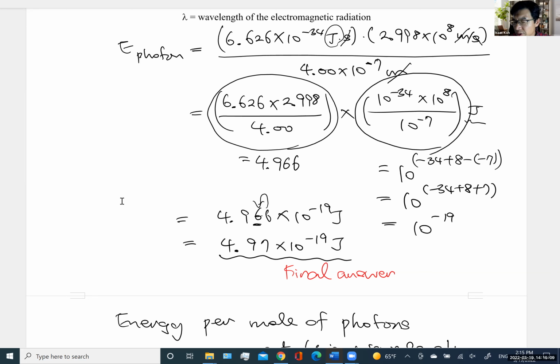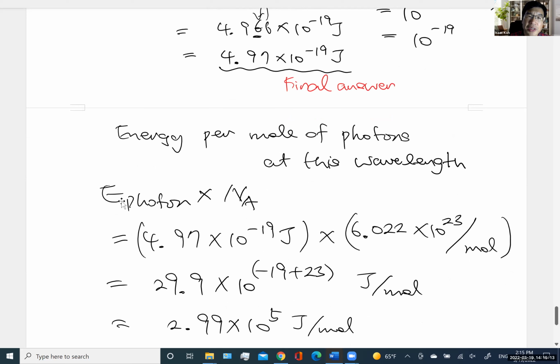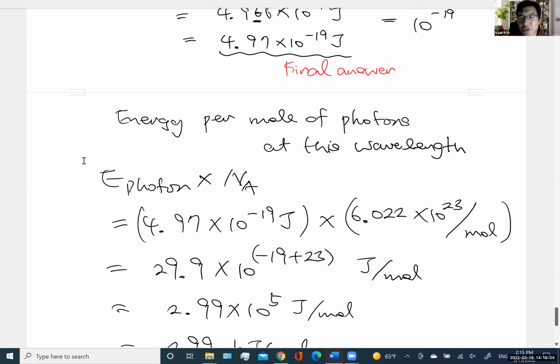I want to go one step further. This is the energy carried by a single photon, and let's look at the magnitude, 10 to the negative 19 joules. This cannot be measured, it is so small. So usually we need a molar quantity. Okay, so let's calculate the energy per mole of photons at this wavelength.